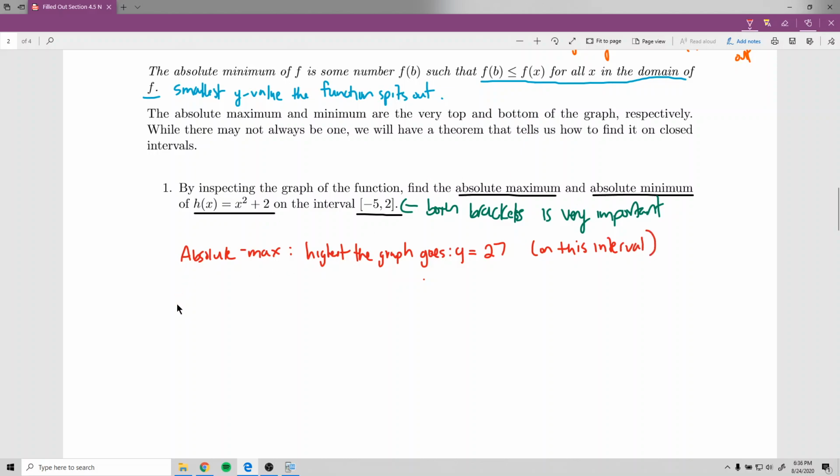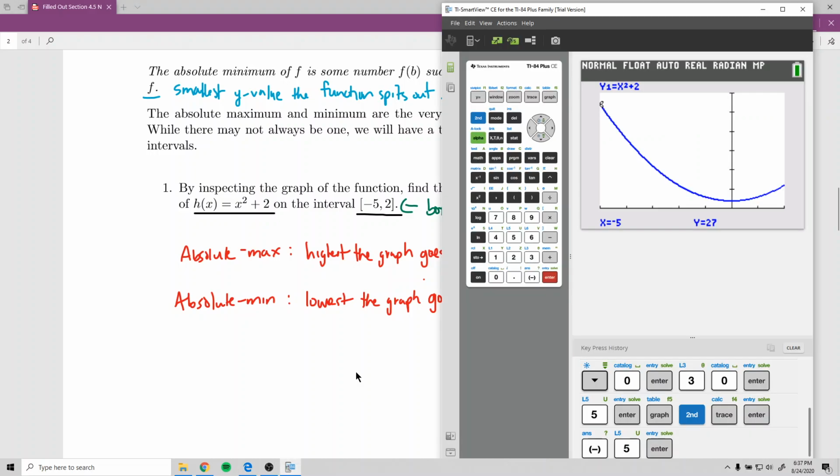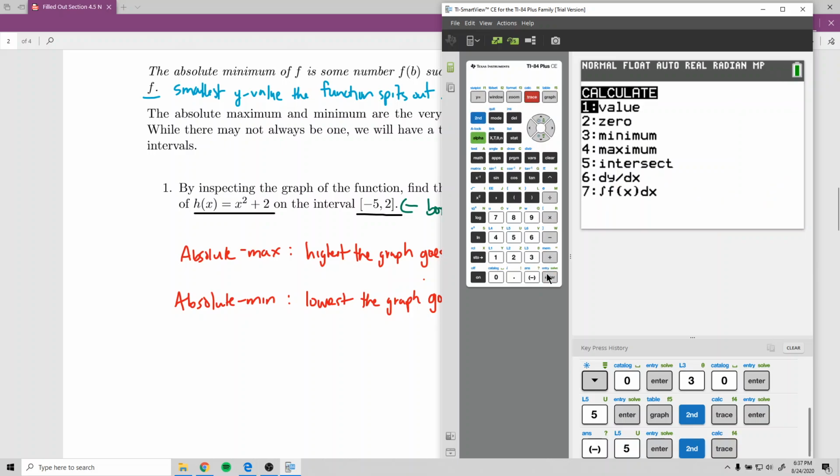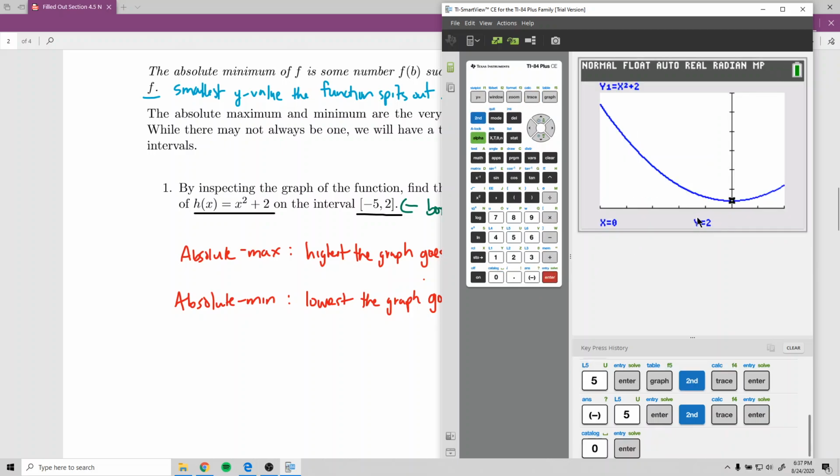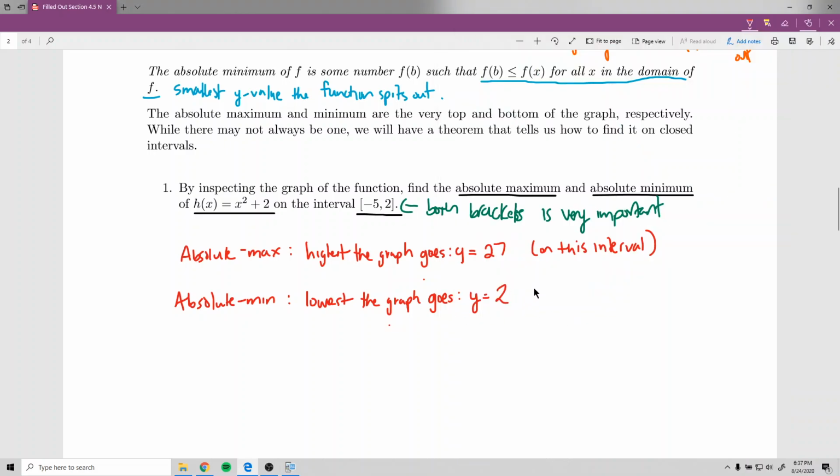And then the absolute minimum is the lowest the graph is. And what's the y value, the lowest this graph goes? Well, we can see the lowest the graph goes is down here. Since this is a parabola, we know this is called the vertex of the parabola, but it's occurring at x equals 0. So if we hit second calc and plug in 0 for x, we get the lowest y value, which is 2. Also, you could have done that part by hand again. Just plug in x equals 0 to our formula.